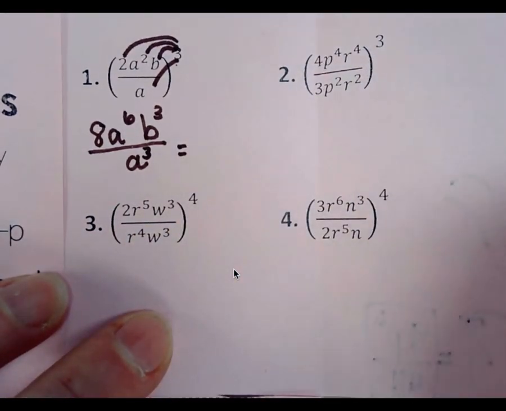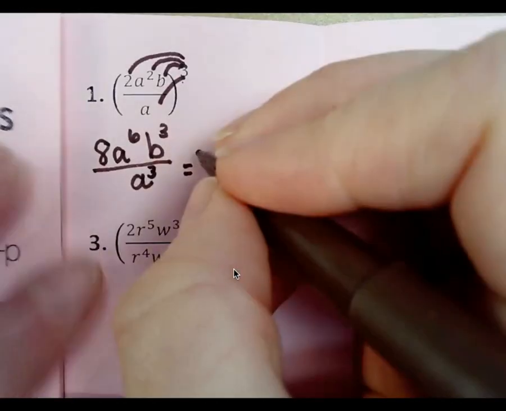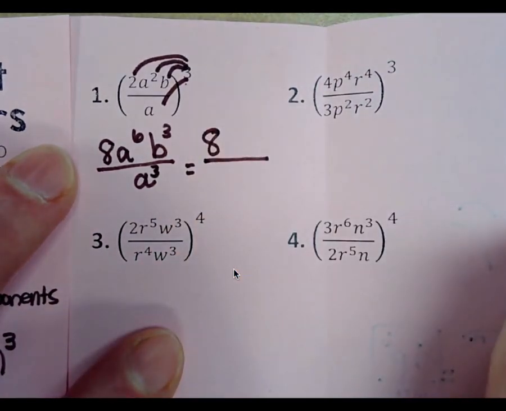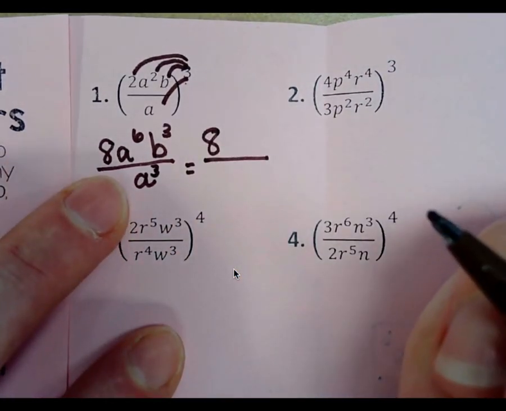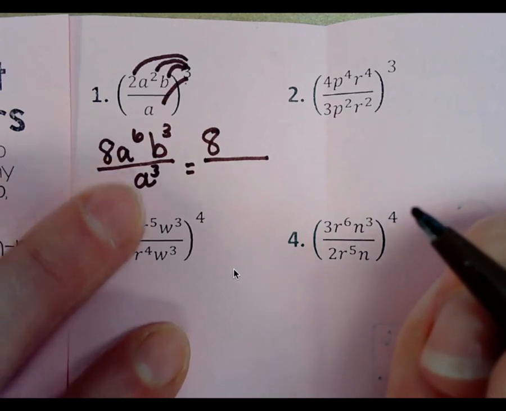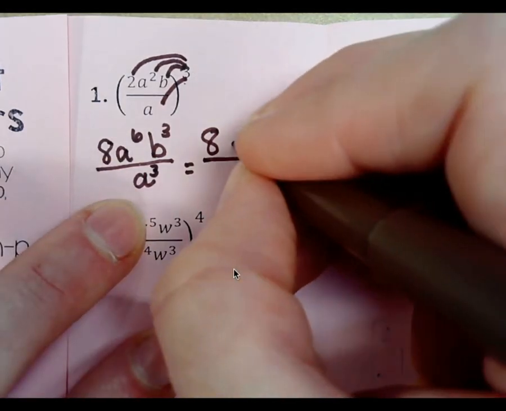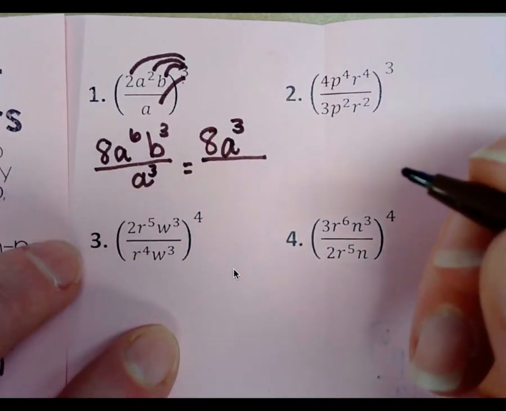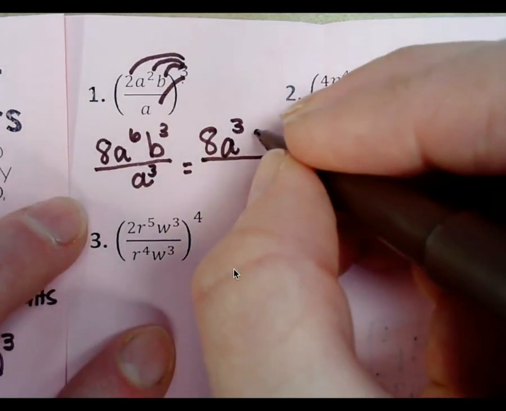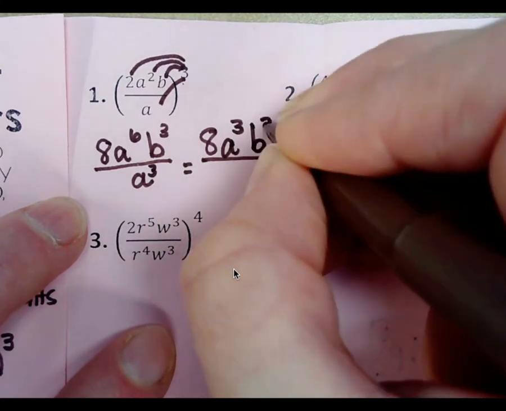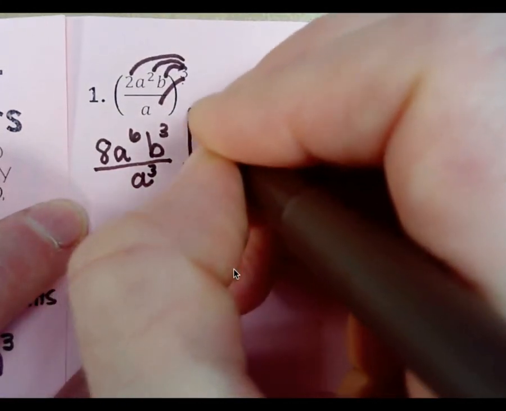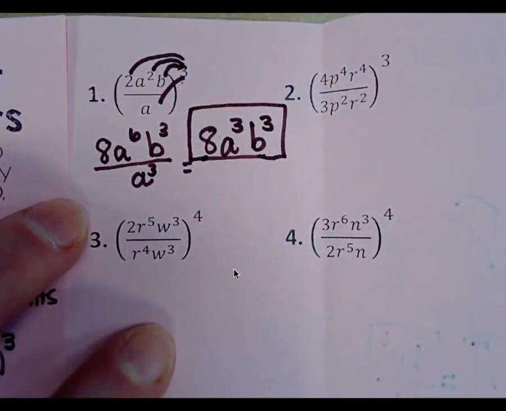So now we look and see if we can simplify it. The 8 has nothing to simplify with, so it's just 8. But the a's, we have a^6 and a^3, so we're going to subtract those. 6 minus 3 is 3. And then b has nothing like it, so it would be b^3. Nothing's on the bottom, so I don't need a fraction, so I'm going to put a box around it.